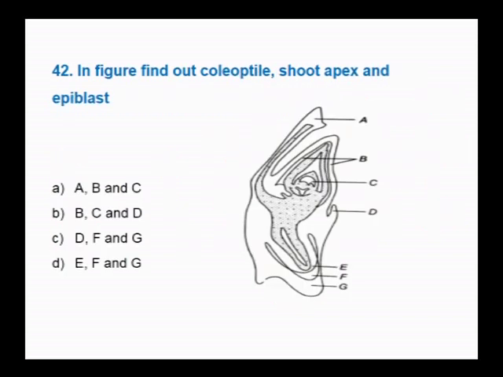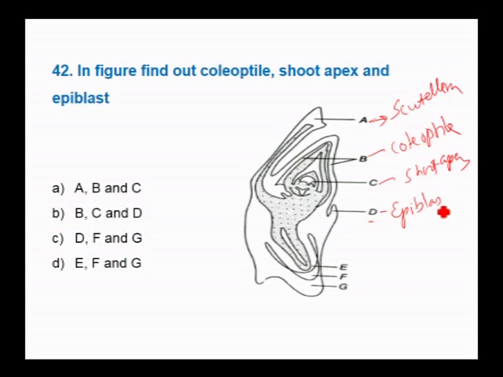Next question. In the figure, find out the coleoptile, shoot apex and epiblast. See, A is the cotyledon, single cotyledon, also called scutellum. B is a covering which is called the coleoptile. C is the axis, that is the shoot apex. D is the epiblast. Epiblast is nothing but a rudimentary cotyledon, which is not grown. Then here we have the coleorhiza and all those things. Here we have to concentrate on the coleoptile. You got the answer. B is the coleoptile, shoot apex C, and epiblast D. So BCD is the answer. So look into these options also.